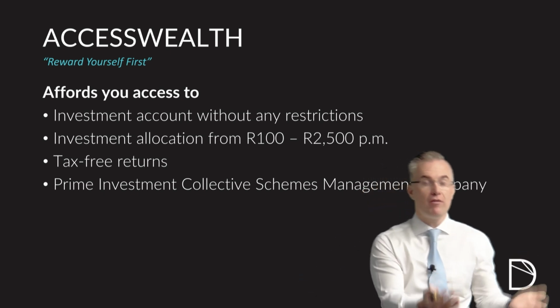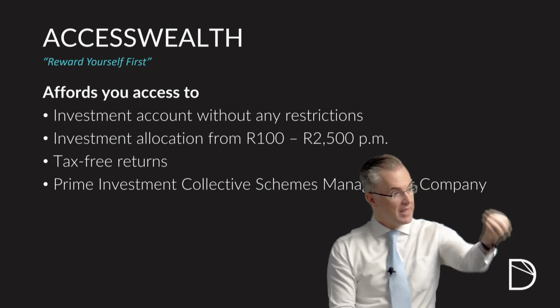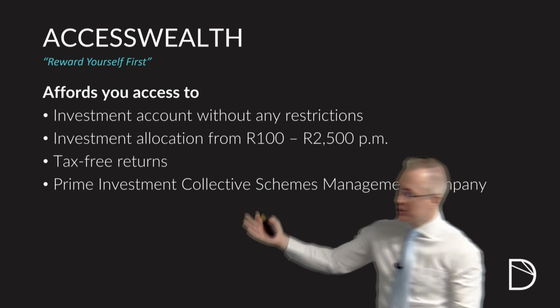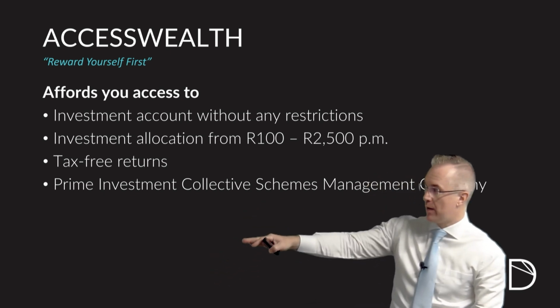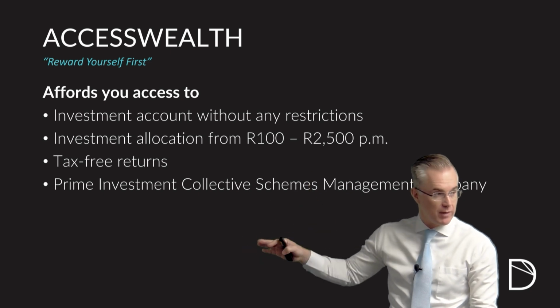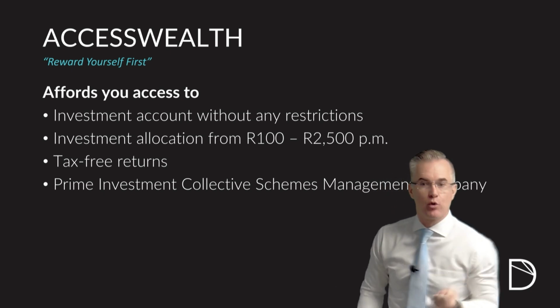You may only have one share in that business, but they've got to give you a piece of that profit that they're distributing. That then goes back into your tax-free investment account, and the managers of this, which is Prime Investment Collective Schemes and Conduit Capital, who are the hedge fund managers on these accounts, take the dividend and reinvest it, which means they're going to buy more shares.